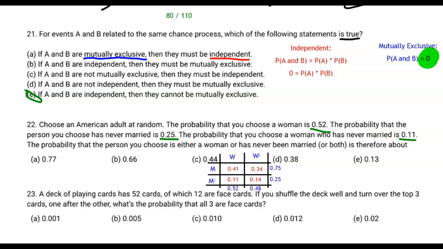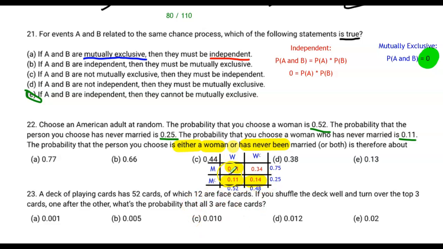All right, folks, I think we're finally ready to try to answer this question. The probability that the person you choose is either, that means we're using an or probability, a woman, that's all of these folks, and this one too, or has never been married. So that's the folks in never been married, that's here. All I've got to do is add these three numbers together in the probability distribution.